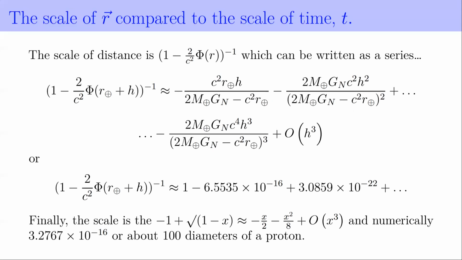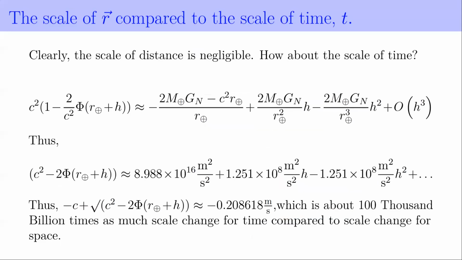So you have to take a square root. When you do that and you do it numerically, it turns out to be essentially half of that term, that is 3.27 times 10 to the minus 16. So the change in scale of distance around the surface of the Earth is about 100 diameters of a proton. We can essentially ignore it. And that's what Einstein did. He assumed that it was 0.